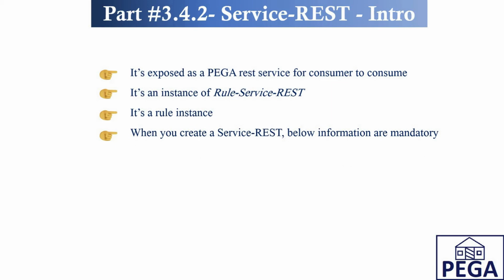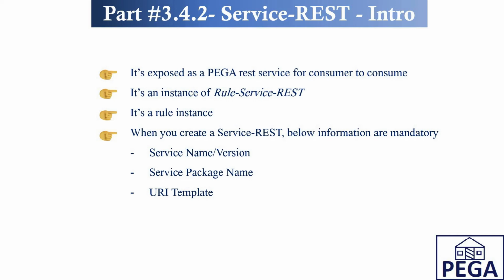Now when you create a service REST, we need the following information, which is mandatory. First is service name and version. Second is service package name. Third is URI template. Remember one thing: the service package is the first thing you need to create before you create a service REST. You create a service package, then you create a service REST. While creating the service REST, tell which service package you want this service REST to be part of. That's how it links together.